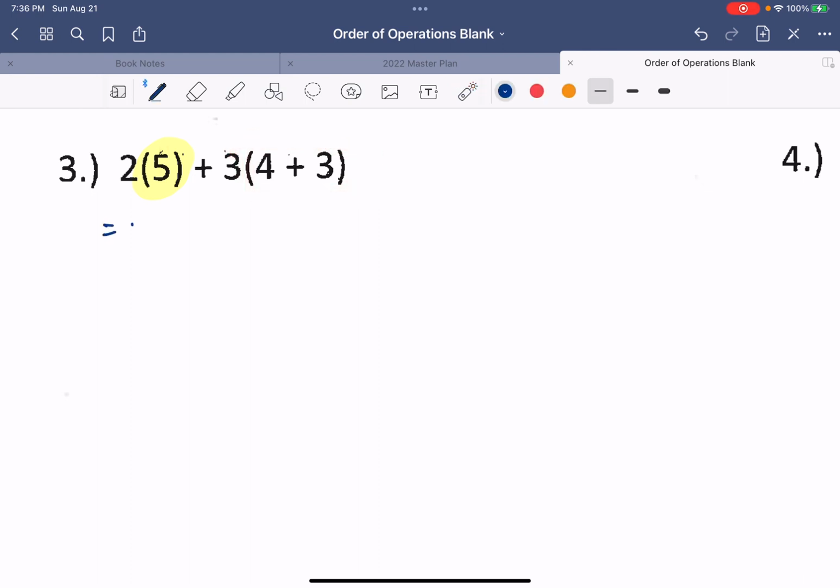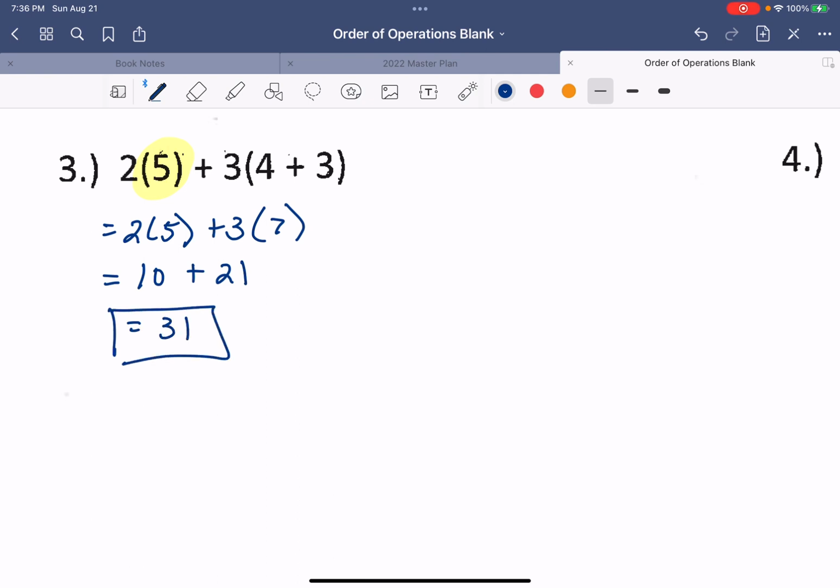Okay, so I've got 2 times 5 plus, leave the 3 out here. What's 4 plus 3? It is 7. Okay, so now we have single numbers in the parentheses, and we can go ahead and solve. 2 times 5, remember this is multiplication, is 10, and I can't add it to 3 yet because I have another multiplication I have to solve first. 10 plus 21 is 31. And there you have it.